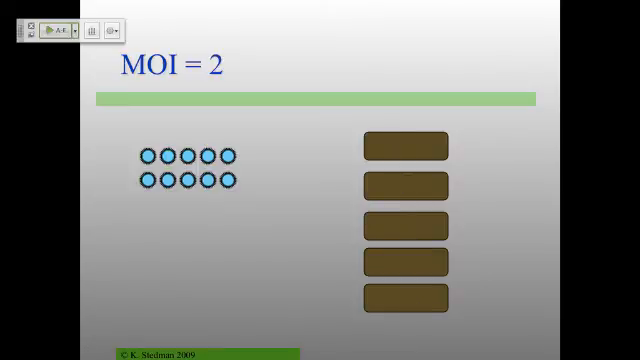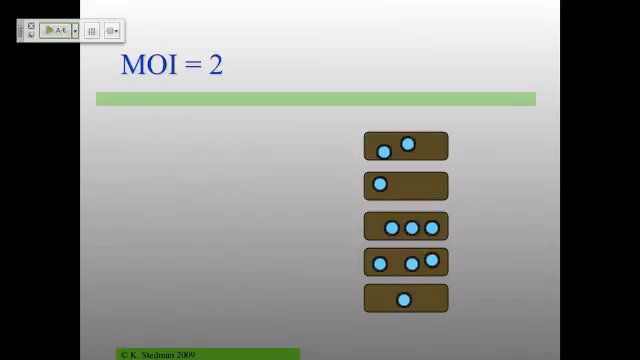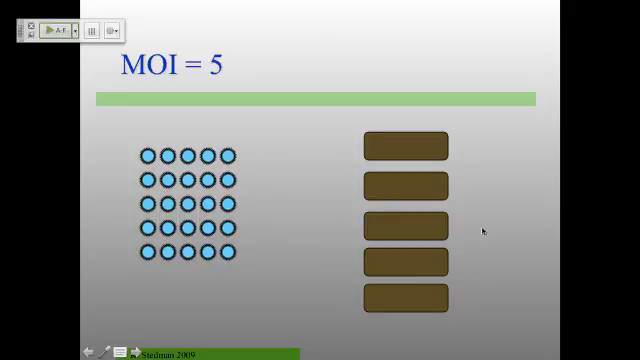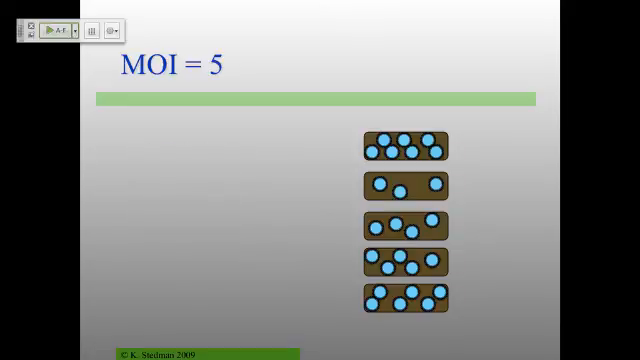If you start out with an MOI of 2, so now you've got 10 of these virus particles and only 5 E. coli, you'll have some that have 1, some that have 3, some that have 2, etc. If you have an MOI of 5, then almost all of them are going to have some, but not very many are actually going to have 5. You'll have 4, you'll have 6, etc.